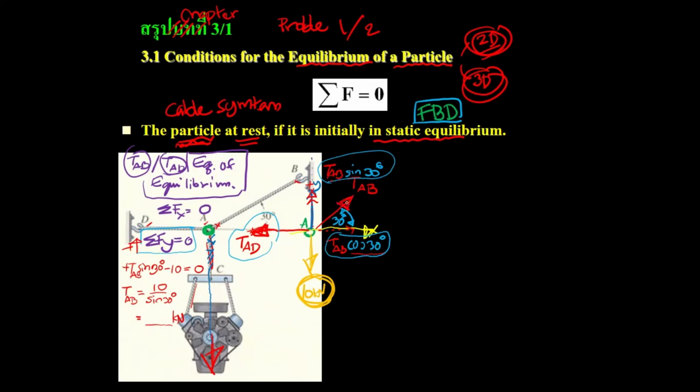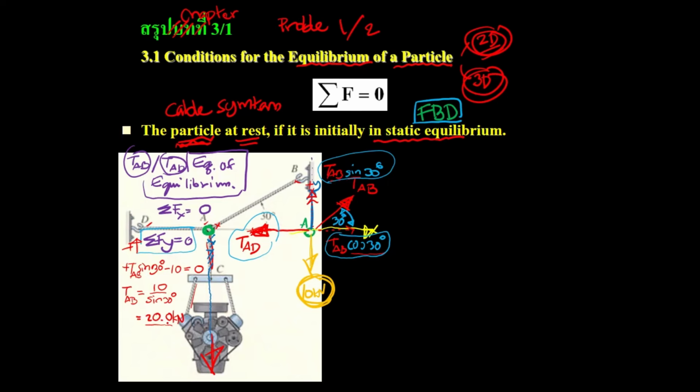Tension in the cable AB. What did you get? Larger than 10 for sure. Can you hear me? You get 20, right? So this is going to be 20.0. Did you get the answer? Did you get 20?